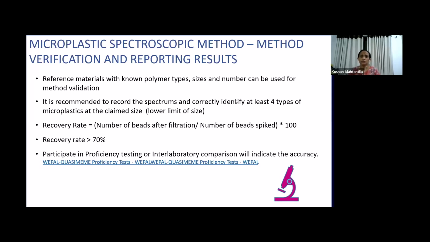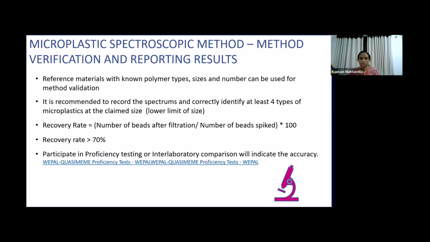So for verification of analytical data, reference materials with known polymer type, size, and number can be used for method validation. That is, we can get reference polymer types with known sizes, so that we can count the particles. They give the weight of a different number of samples. So we can add that weight, and we can see how much we can recover from the added sample.